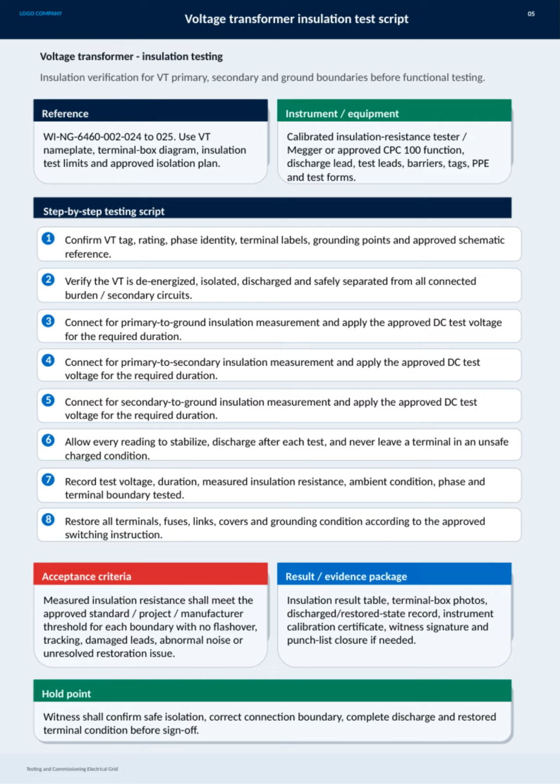Acceptance requires meeting approved insulation resistance thresholds without flashover or abnormalities. The evidence package includes all test results, photos, calibration certificates, witness signatures, and punch list closures. Finally, a hold point ensures a witness confirms safe isolation, correct connections, complete discharge, and restored conditions before signing off. This guarantees safety and compliance before moving forward.